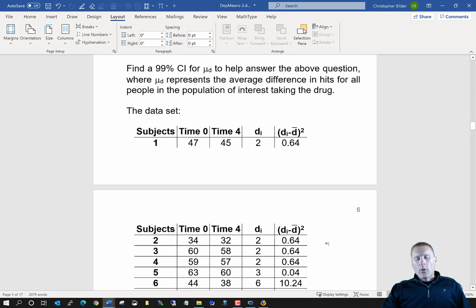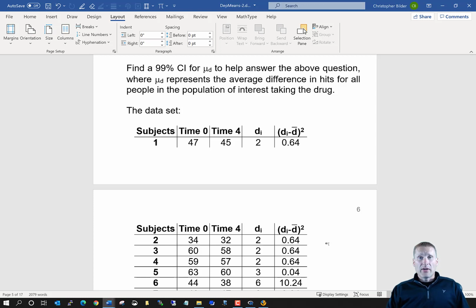And so what we're going to do here is find a 99% confidence interval for mu d, which represents the difference between time 0 and time 4, on average, the number of hits, in terms of generalizing to a larger population of people.